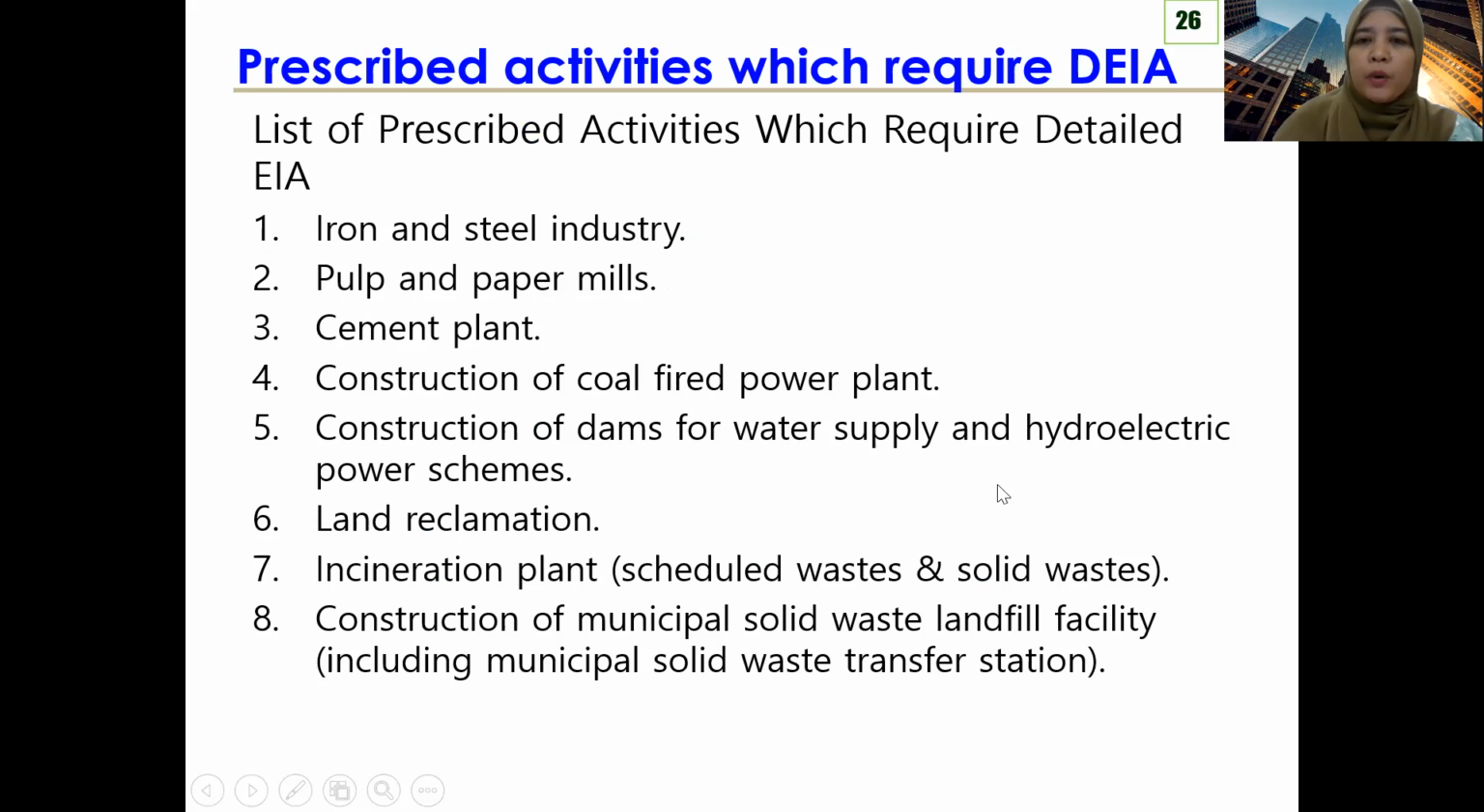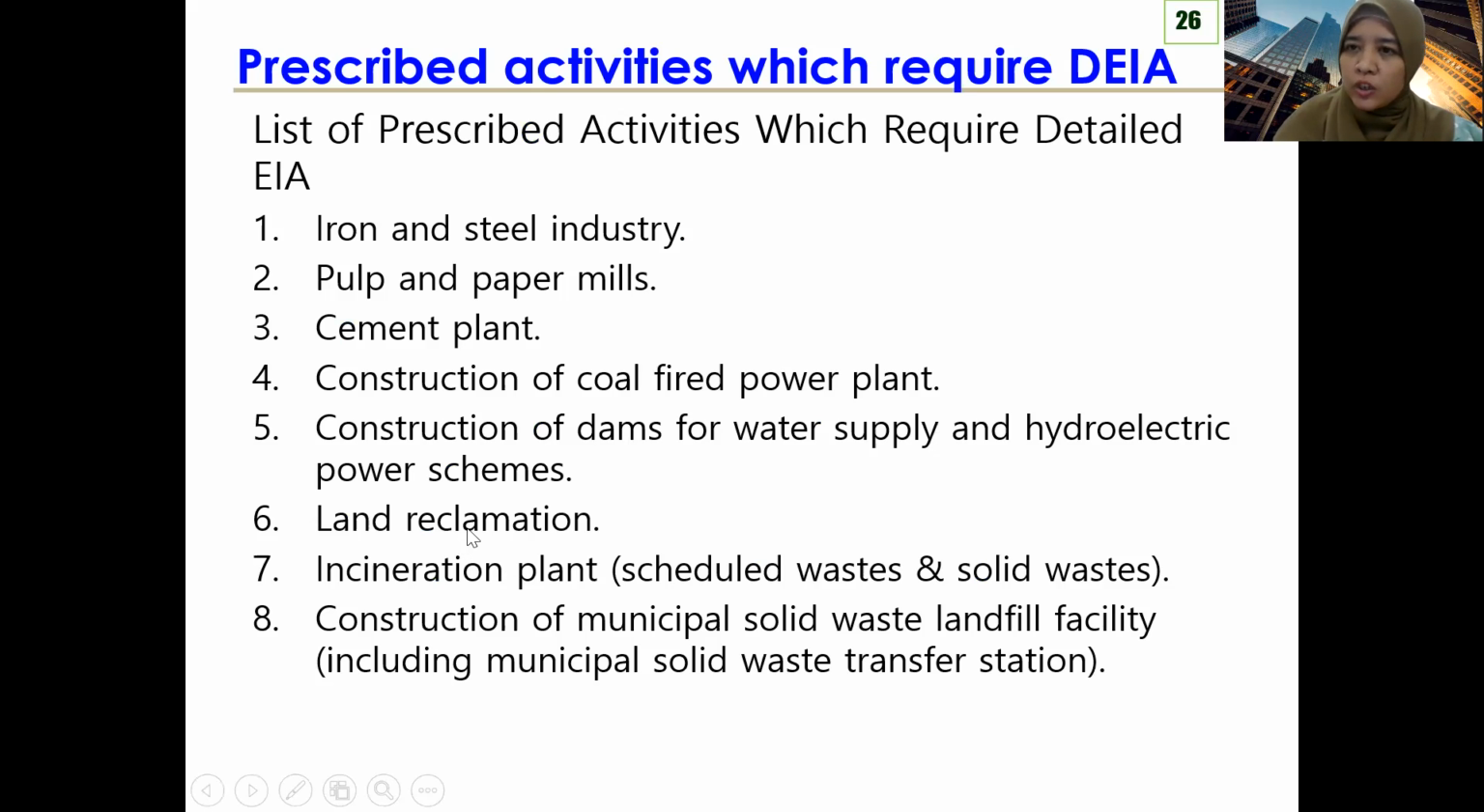Construction of dams for water supply and hydroelectric power schemes, because of the scale of the prescribed activity. Dams, for instance, dia akan menenggelamkan. It will cause a large portion of land to be left underwater. That's why lah perlukan EIA. Sebab once the land is covered by water, then there's no way for you to recover back the land, kan? So that's why you need a very detailed study on it, which is a DEIA.